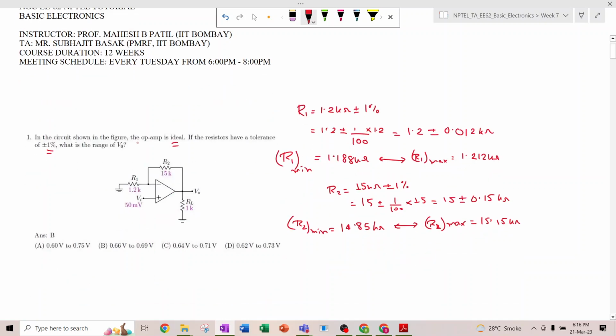So that is the non-ideal case. The op-amp is ideal, but the resistors are not accurately the values 15k and 1.2k. And now it is asking what is the range of VO, that means what is the output.